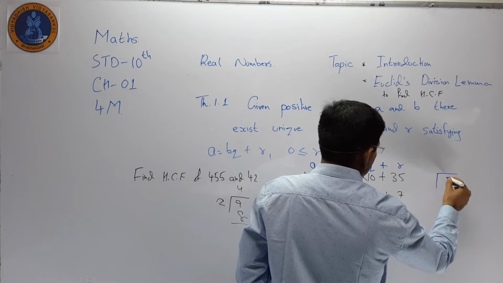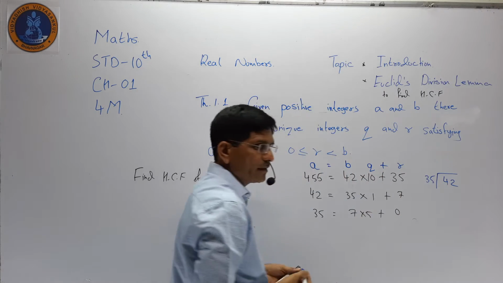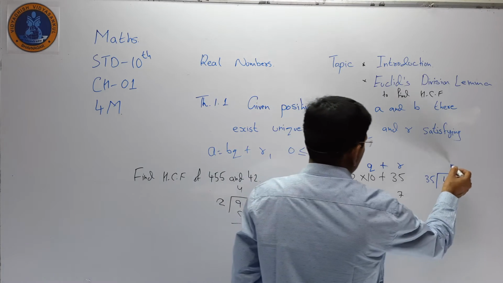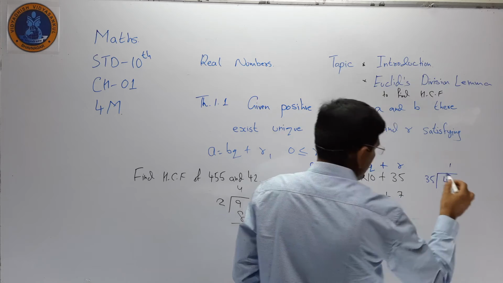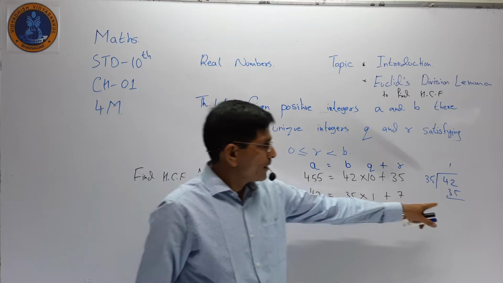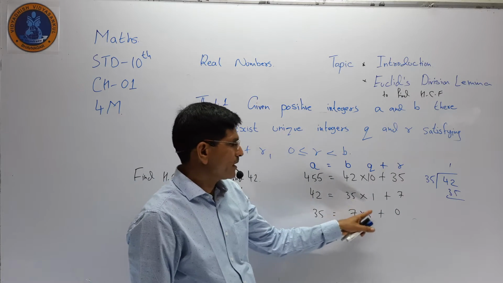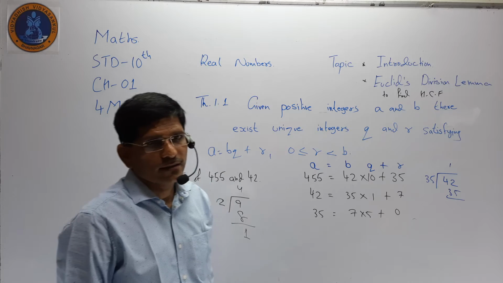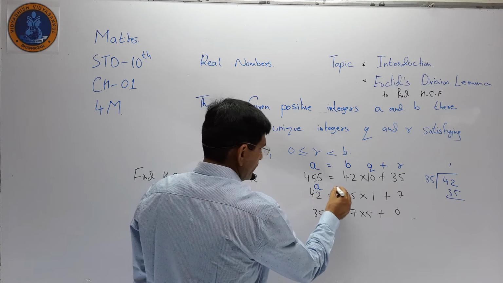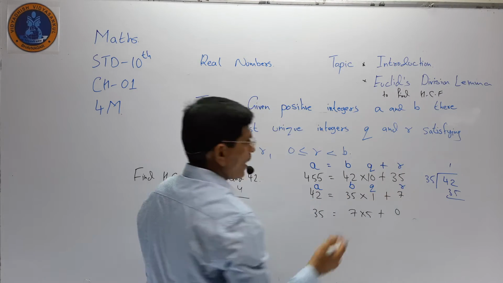42, here 35. So 35 ones are 35. The remainder is 7. So 35 ones are 35 plus 7. Again, what is my A here? Here it is A, B, Q and R.